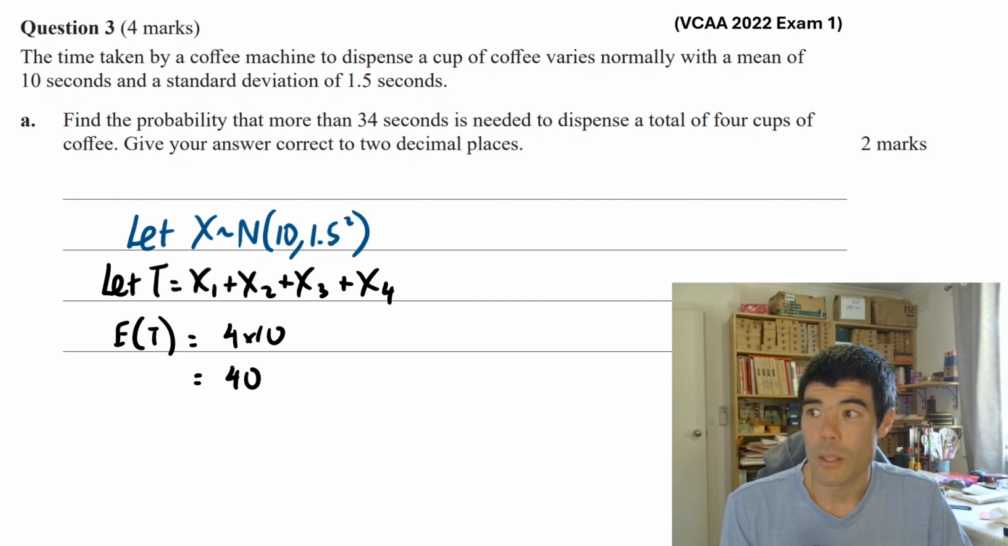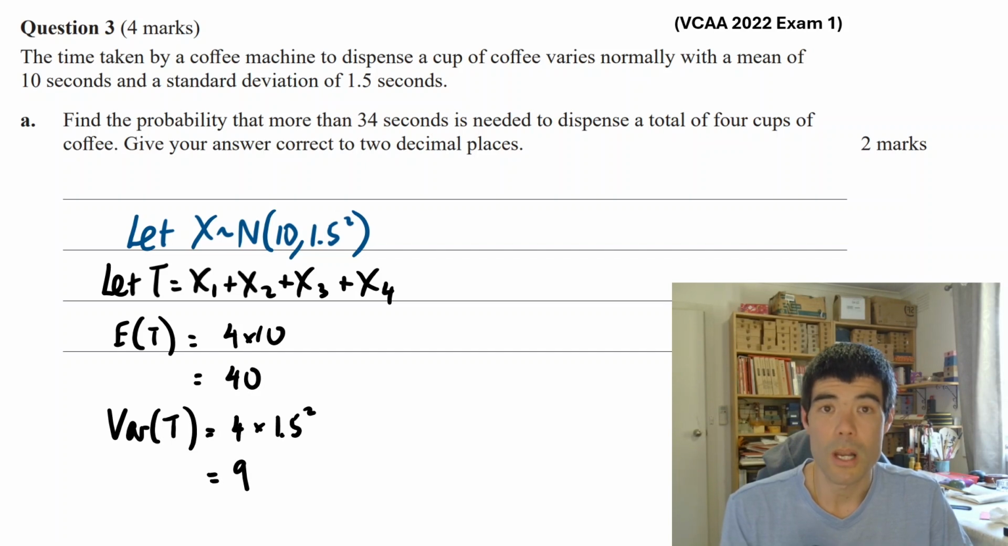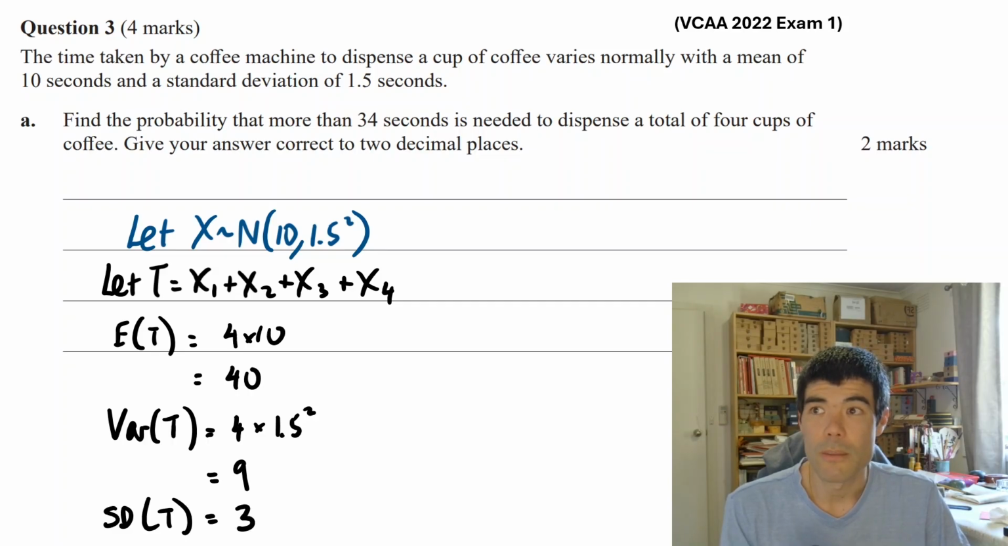So the expected value is just 4 times 10, which is 40, whereas the variance is going to be the sum of 4, so 4 times 1.5 squared, which works out to be 9. That's the variance, so the standard deviation is the square root, which is 3.